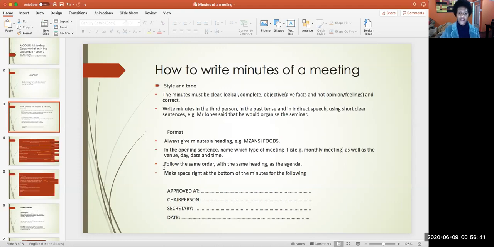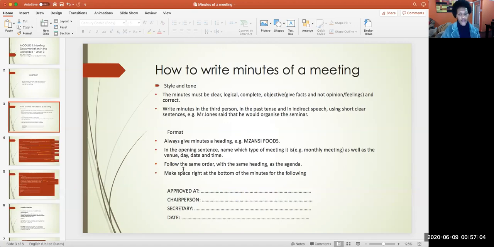In the opening sentence, name which type of meeting it is. If it is a monthly meeting, you need to state that it's a monthly meeting. If it is a special meeting, you need to state that it's a special meeting, as well as the venue, the day, the date, and the time, just as we have written in our notice.